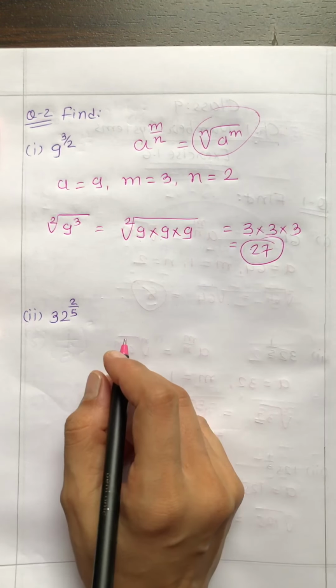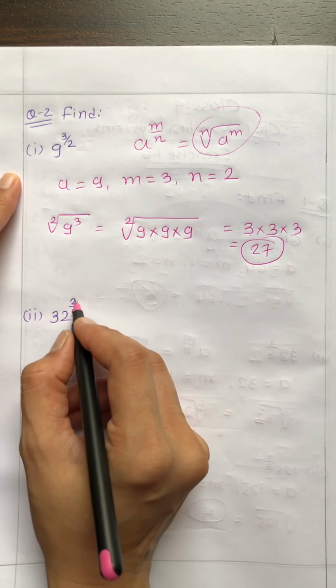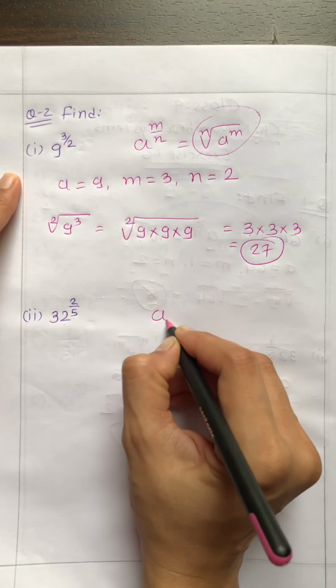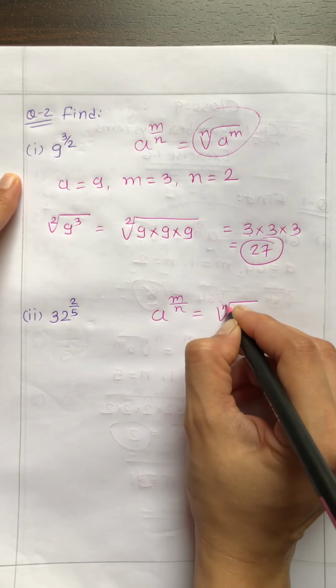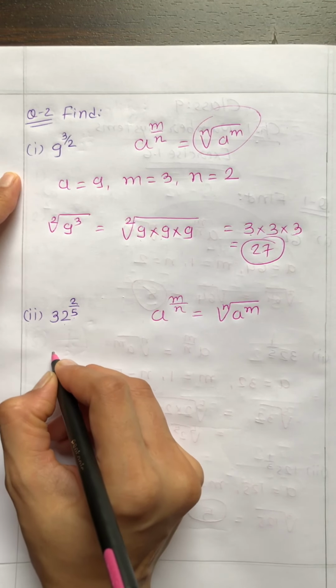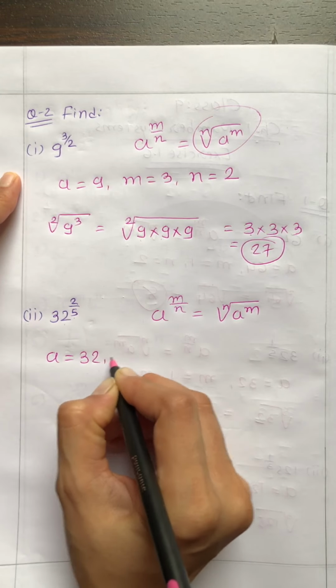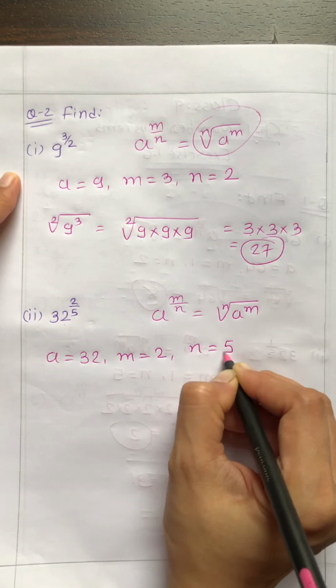So answer is 27. Second question, 32 raised to 2 by 5. Again compare this with a raised to m by n is equal to nth root a raised to m. Here a is equal to 32, m is equal to 2 and n is equal to 5.